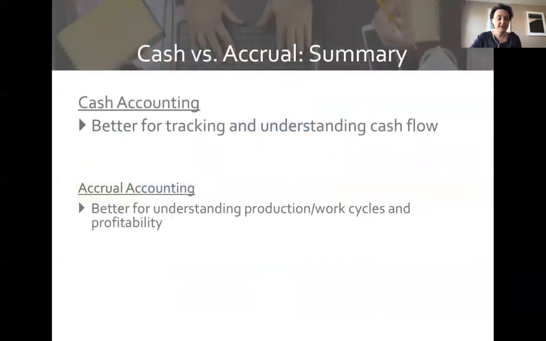So cash accounting is better for tracking and understanding cash flow. If you look back at your bookkeeping system, you can say, oh, that's when the cash flowed. Next year when I'm planning, I need to know when my cash is going to flow in and out of my business. Accrual accounting is better for understanding your profitability and your production and work cycles. And let me give you an example of how accrual accounting can really help you better understand your profitability.